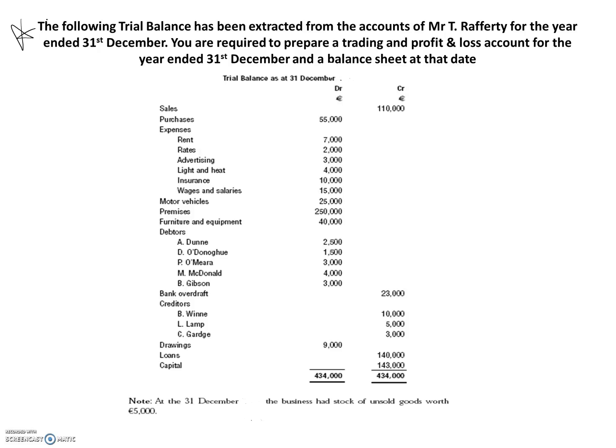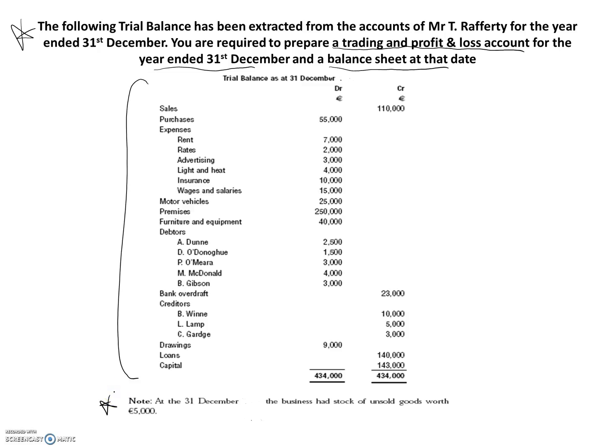You are required to prepare a trading and profit and loss account for the year ended 31st of December and a balance sheet at that date. Now we're asked to prepare the trading and profit and loss account and the balance sheet from the trial balance and also from the additional piece of information given at the bottom.